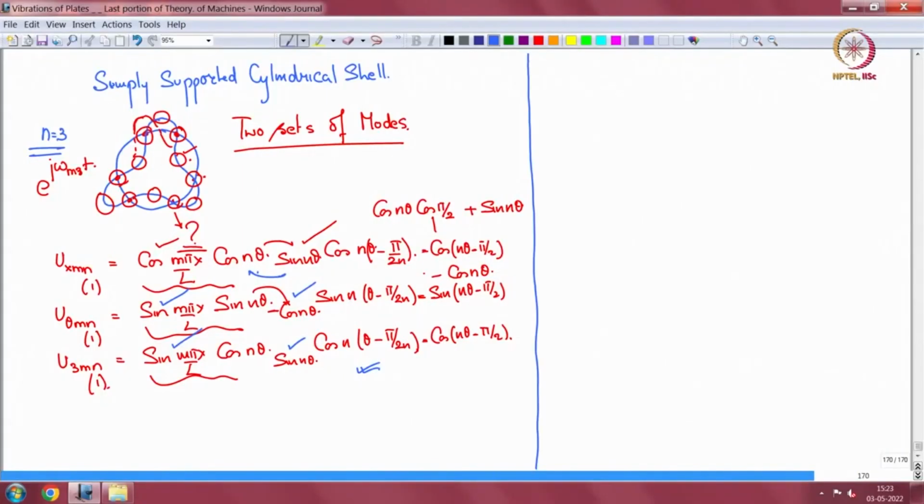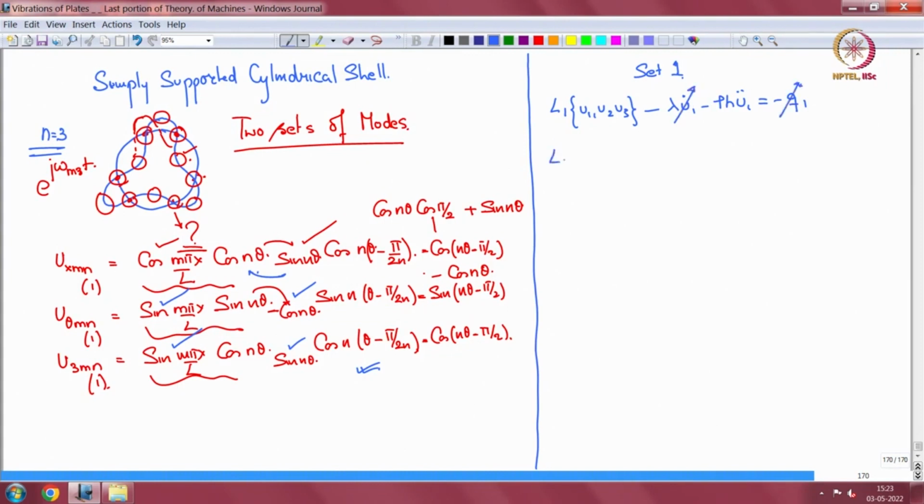Now, let us say set 1. What are we going to substitute in the equations? So let us say the equations are like this: L1 operating on U1, U2, U3 minus lambda U1 dot minus rho h u1 double dot is equal to minus q1. This is the form the textbook uses. So we are looking at natural frequencies, so we will keep it undamped and unforced.